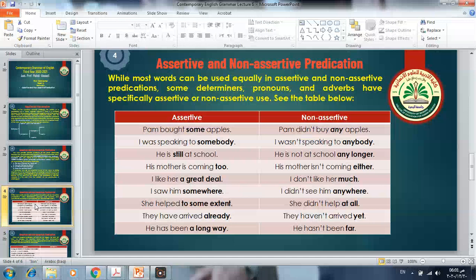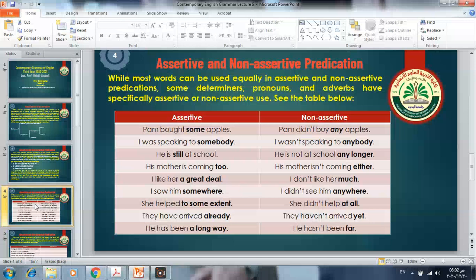His mother is coming too. His mother isn't coming either. So too in the positive is replaced with either in the negative. I like her a great deal. I don't like her much. A great deal is replaced with much. I saw him somewhere. I didn't see him anywhere. Somewhere and anywhere. She helped to some extent. She didn't help at all. To some extent is replaced with at all.